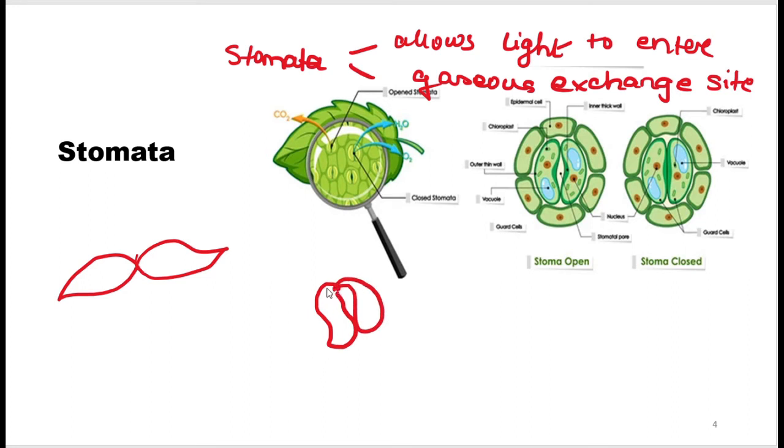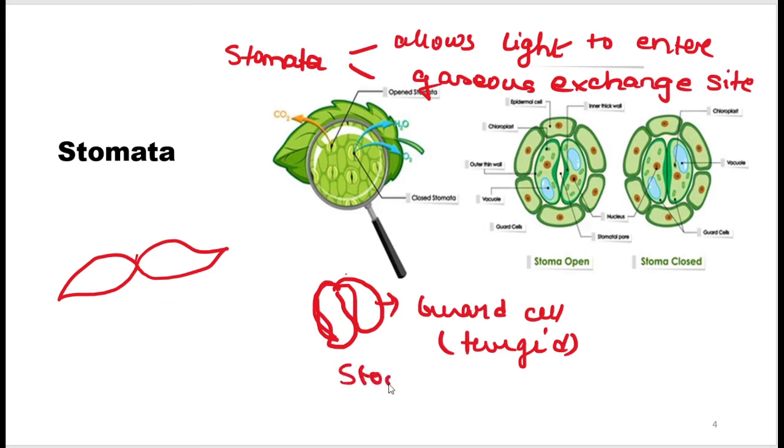Now we can see that the stomata is a kidney-shaped structure, and it is covered by guard cells. This is our guard cell. It has a nucleus and other things. When these guard cells are turgid, that means when they are tight, then the stomata remains open.